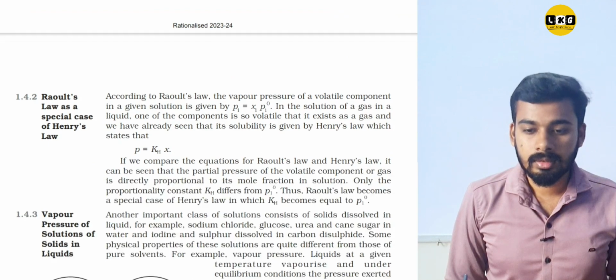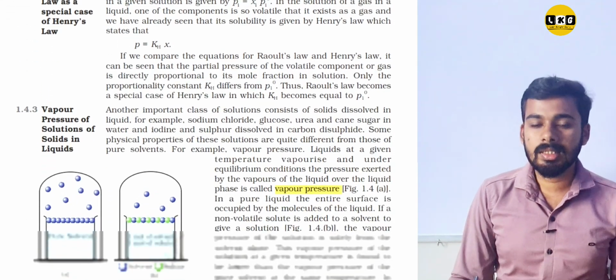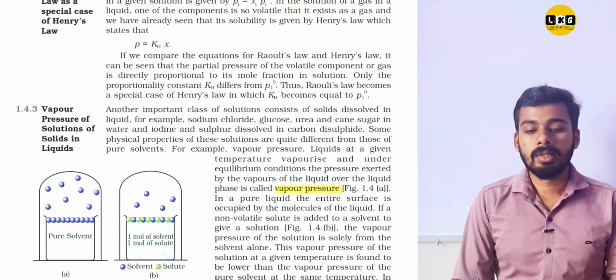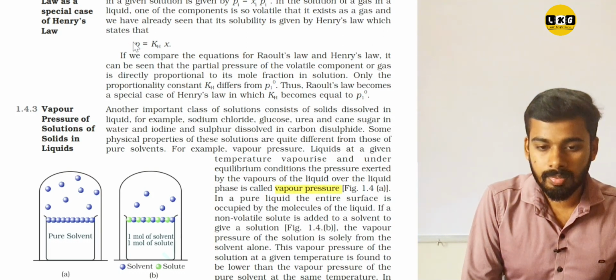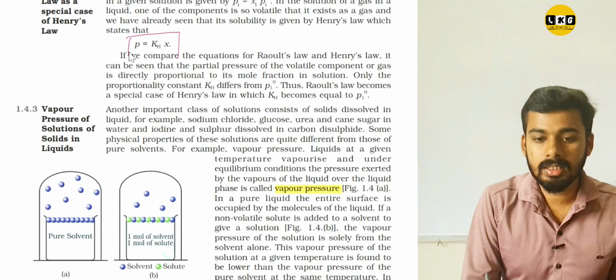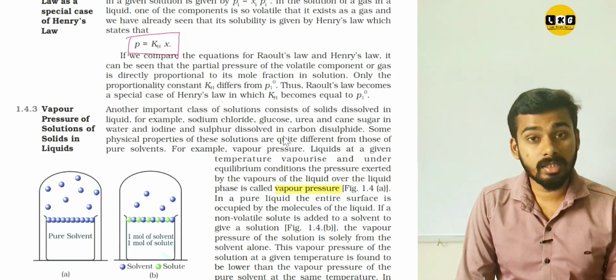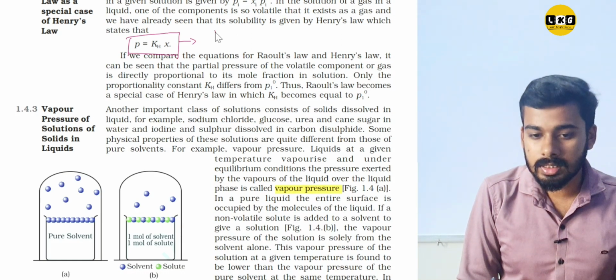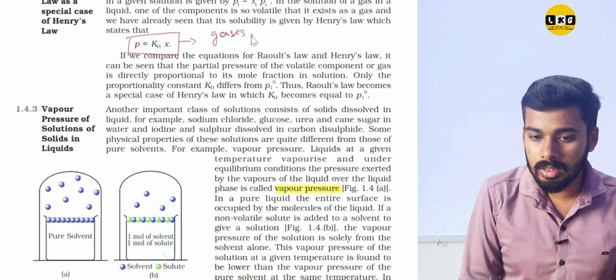After that, see what is the relation between Raoult's law and Henry's law. If you have observed, what does Henry's law say? P is equal to KH into X. This is Henry's law. But remember, this is for gases in liquids.